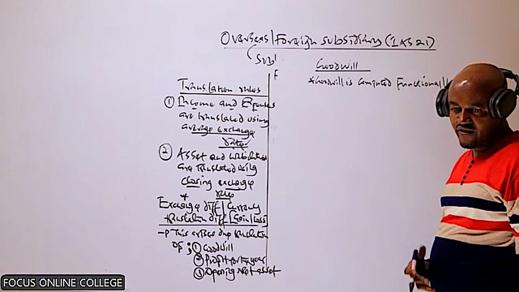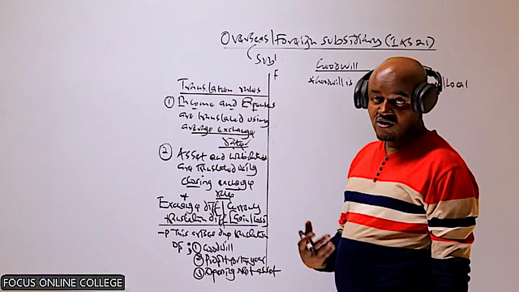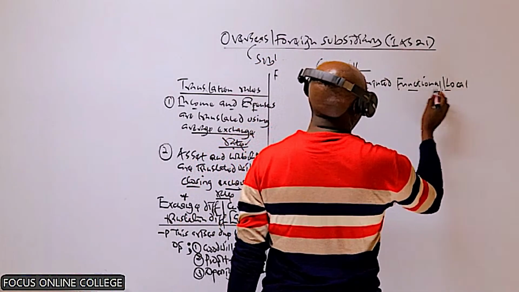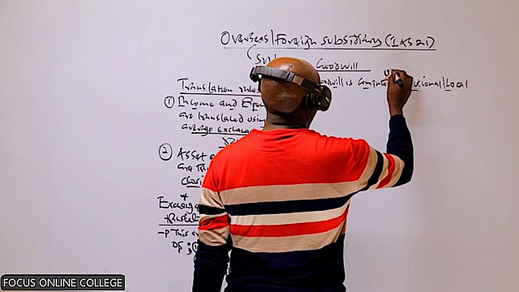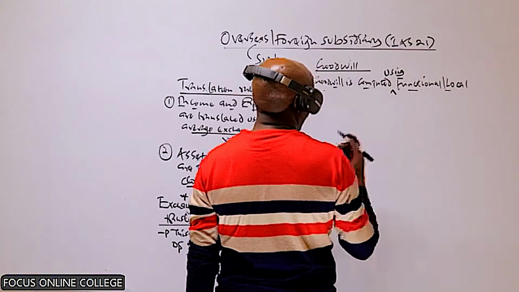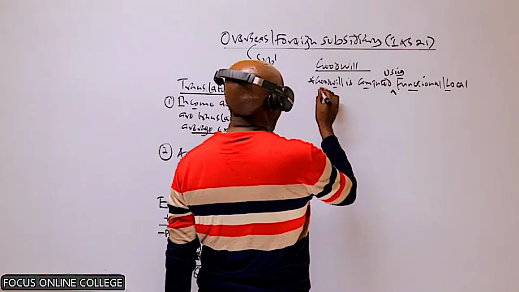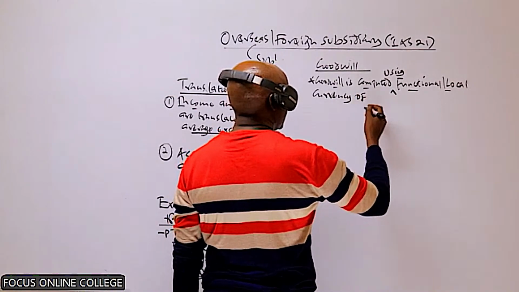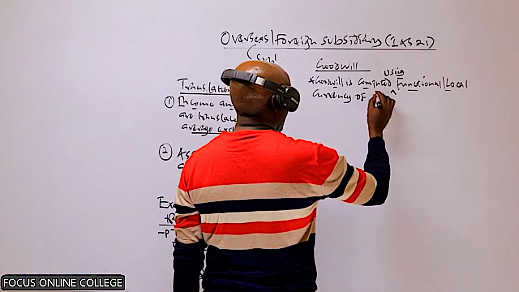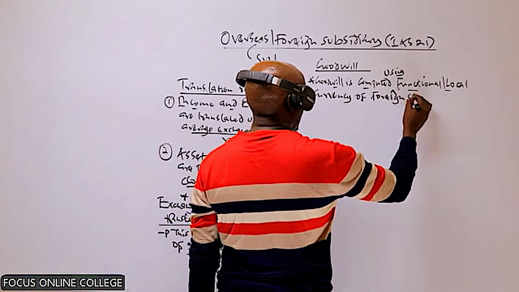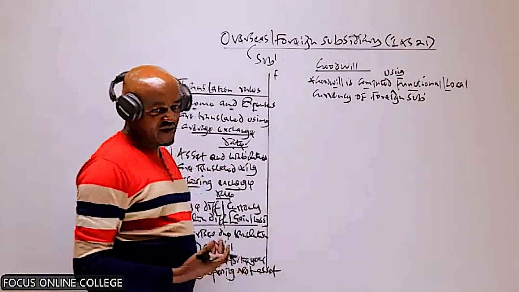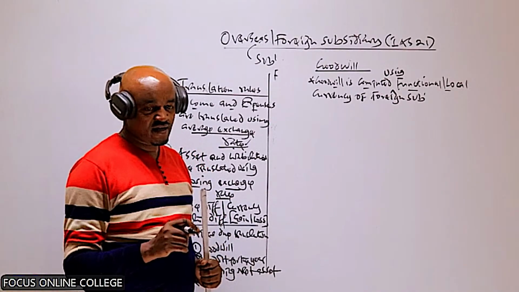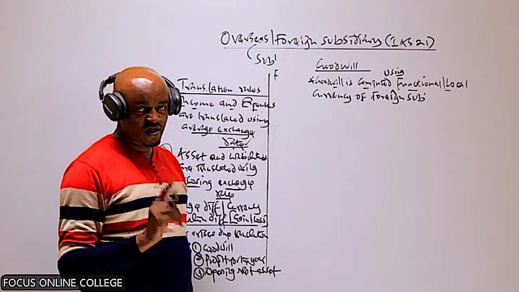For example, the local currency of Kenya is Kenyan shillings. The local currency of Rwanda is Rwandan franc. So first of all, goodwill is computed using the functional or the local currency of the foreign subsidiary. If the foreign subsidiary is operating in Rwanda, when computing the goodwill, you compute it in Rwandan franc, not in Kenyan shillings.